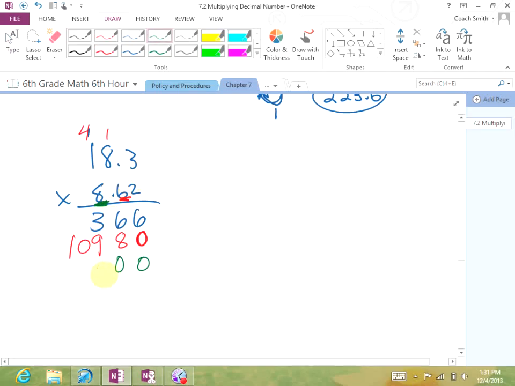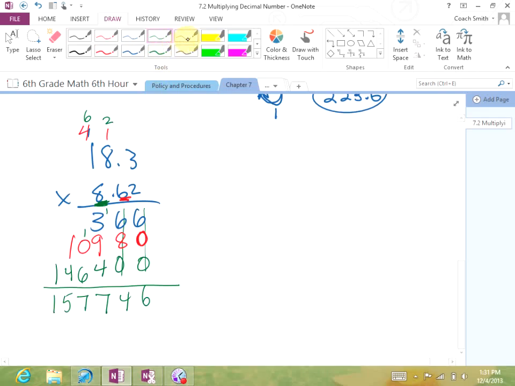8 times 3 is 24. Carry my 2. 8 times 8 is 64, plus 2 be 66. Carry my 6. 8 times 1 is 8, plus 6 be 14. Now, 14, carry my 1. 1 plus 3 is 4, plus 9, 13, plus 4, 17. Carry my 1. 1 plus 6, 7. 1 plus 4, 5. And then I bring down the 1.